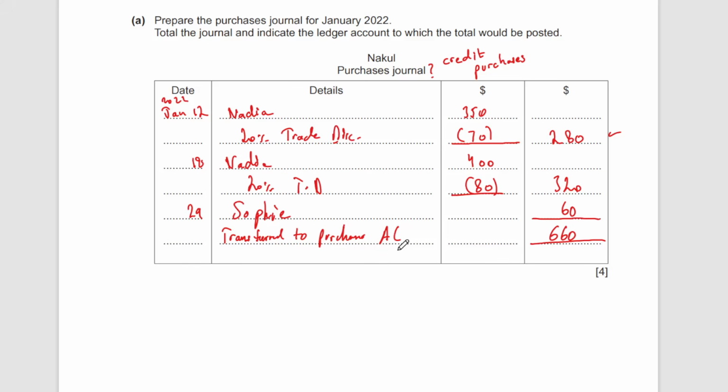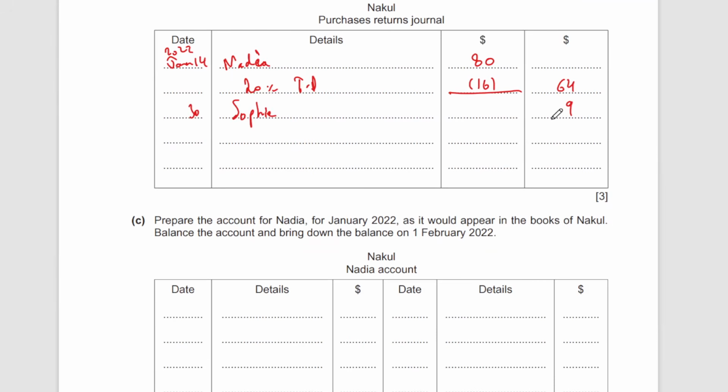You cannot just say AC for account. You have to write the full thing. Transferred to purchases account. Next, this one, 64 plus 9 is 73. And you say transferred to purchases returns account. Now again, can you do this? No, you cannot. You cannot do this, guys. You have to write purchases returns account in full. Keep that in mind, okay?